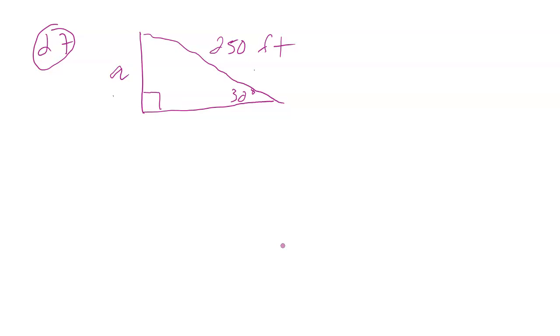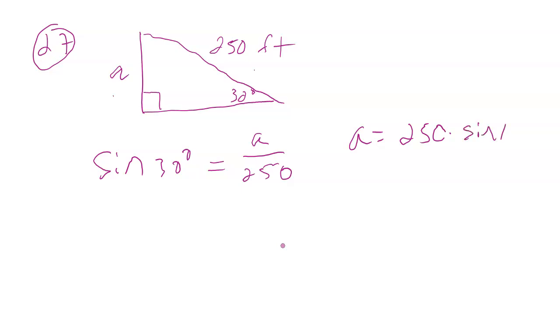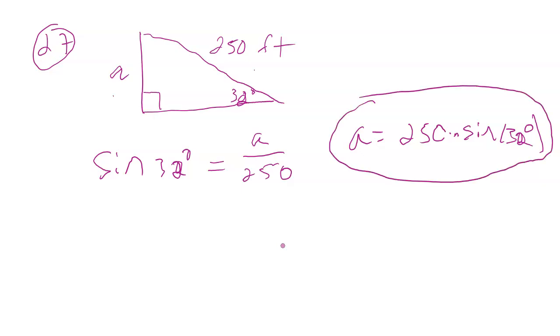This is opposite. This is hypotenuse. So this is a sine function. So sine of 30 degrees is equal to opposite, which is a, over 250. So we get a is equal to 250 times sine of 30 degrees. Oh, 32 degrees, not 30 degrees. 32. Perfect. Plug that into your calculator, or I feel like this is a very acceptable answer. And we're done. Moving on to 29.